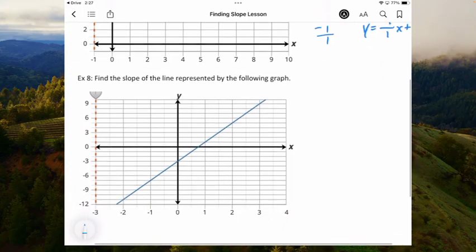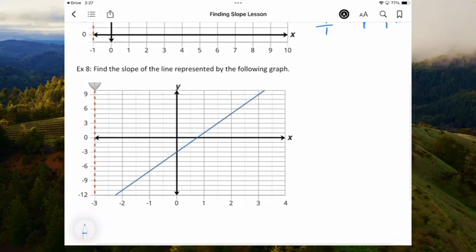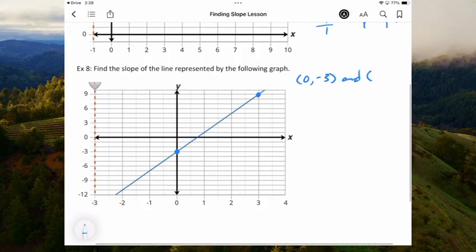On the next one, we will not be able to write an equation because we cannot see where the line is contacting the y-axis. So let's just choose 2 perfect corners. Let's see which ones I like. I like that one, and I like that one. You can choose any 2 corners. I just chose to pick those 2. I've got 0, negative 3, and 3, 9.